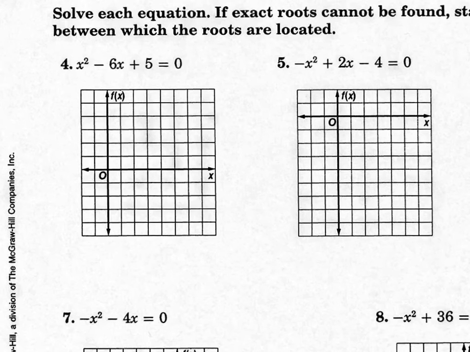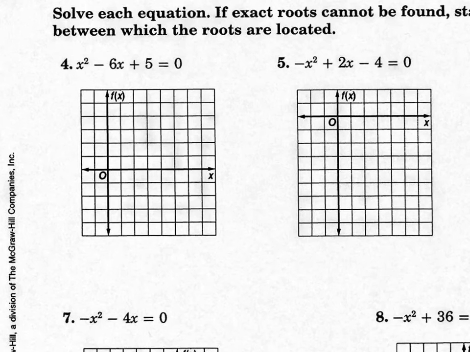Okay, guys, so let's jump to numbers 4 and 5. Since we don't have graphing calculators, but they want us to solve the answers by graphing and see what the x-intercepts are. And notice it says if the exact root cannot be found. What does root mean? Answer. If the exact answer cannot be found, state between which roots, which answers they're located.